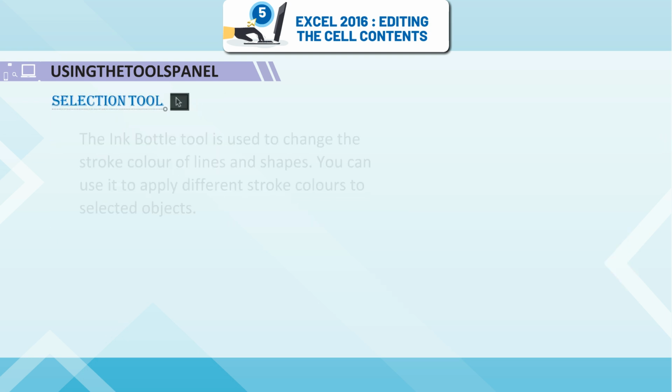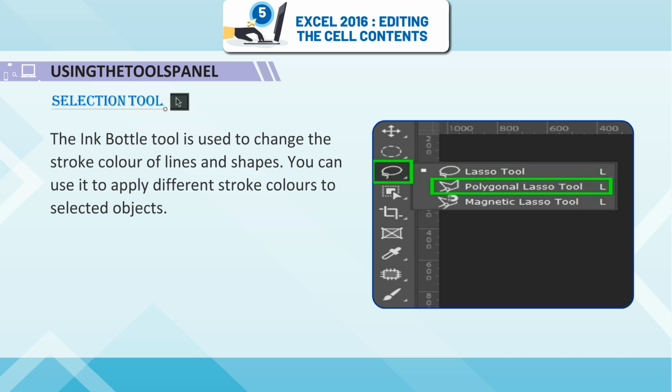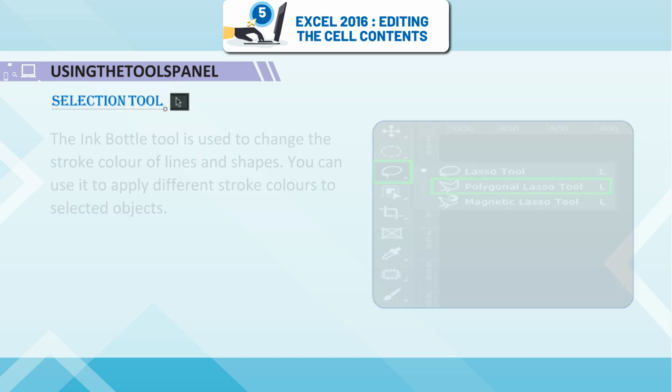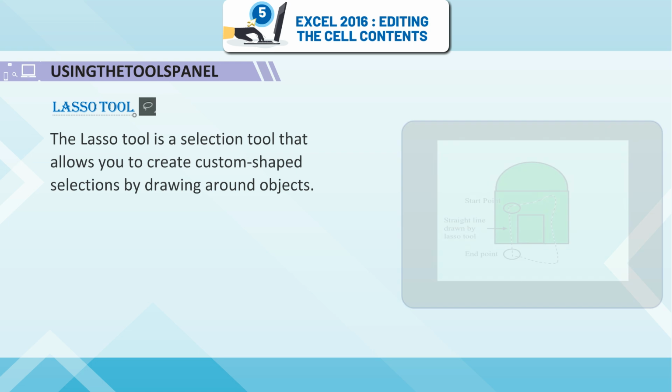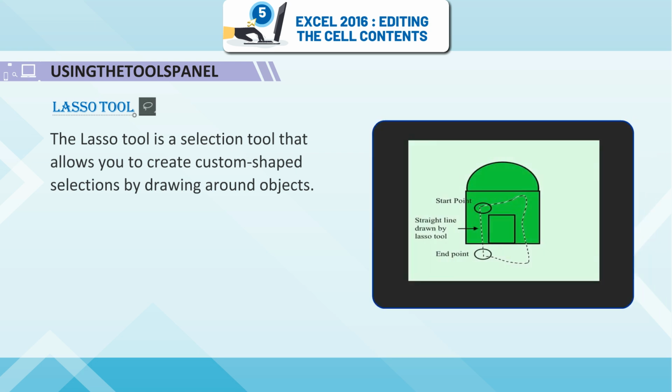Selection tool. The selection tool is used to select and manipulate objects on the stage. You can move, resize, rotate, and skew selected objects. Lasso tool. The lasso tool is a selection tool that allows you to create custom-shaped selections by drawing around objects.